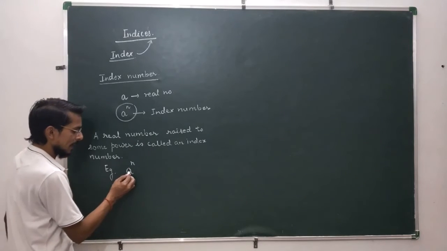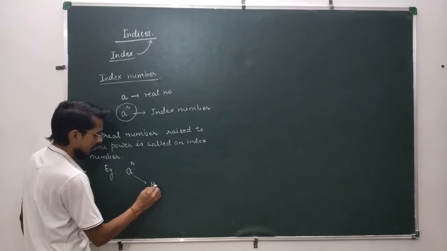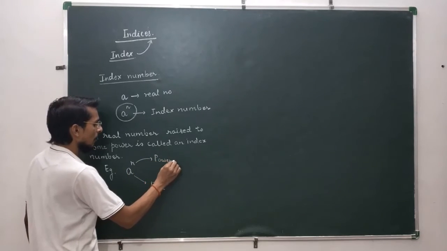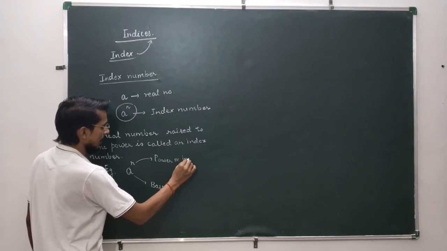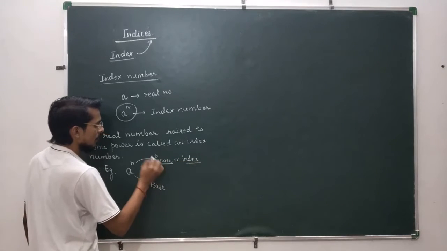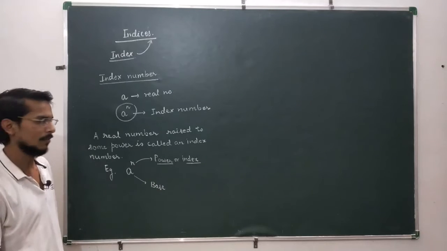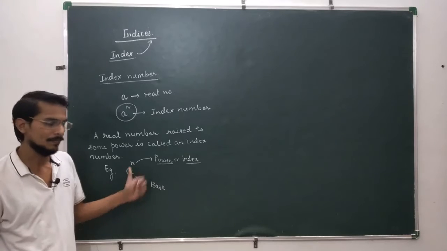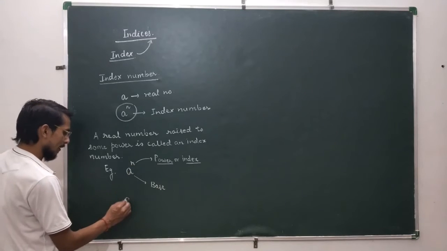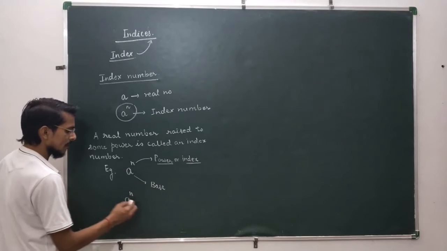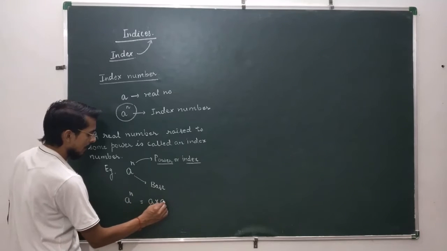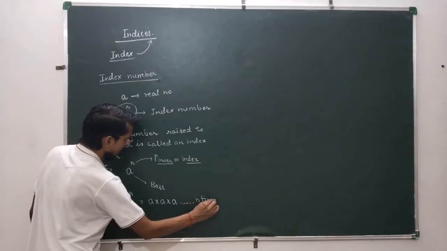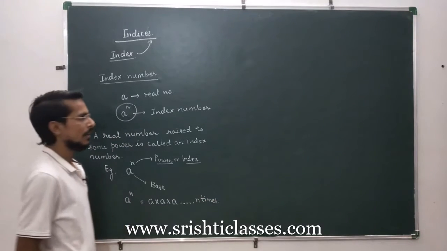Now this a is called base and n is called power, or you can also say it index. Okay, but power is more commonly used in mathematics. So a is base and n is the power. Now if you write a to the power n, it means a is multiplied to itself n times. Let us make it more clear.